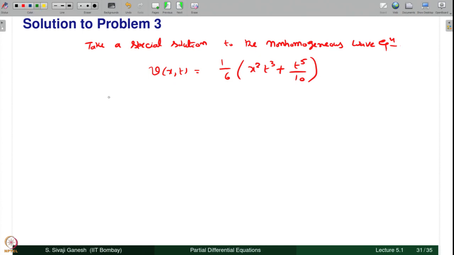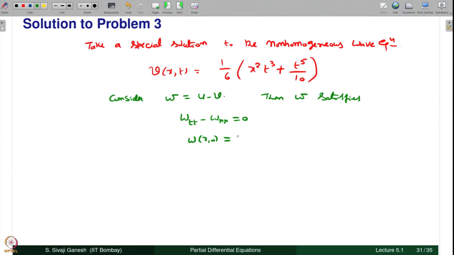So now consider w equal to u minus v. Then w satisfies w_tt minus w_xx equal to 0, because both u and v solve the non-homogeneous problem, therefore the difference solves the homogeneous equation. What is w of (x, 0)? w of (x, 0) is u(x, 0) minus v(x, 0). Luckily v(x, 0) is 0. When you put t equal to 0, v of (x, 0) is 0. So it is u(x, 0), which we want it to be sin x. Similarly, w_t of (x, 0) is 0.